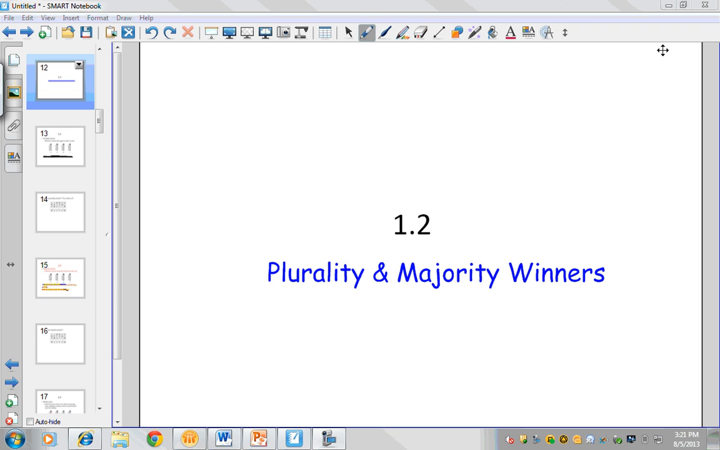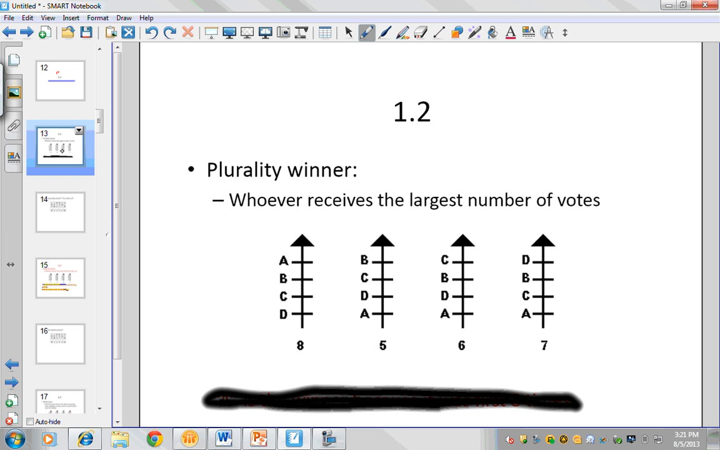All right, let's talk about section 1.2, which is plurality and majority winners, which is on page 7 in your discrete math book. Let's get started. A plurality winner is defined as whoever receives the largest number of votes. Now I'm going to add a little bit and say number of first place votes.